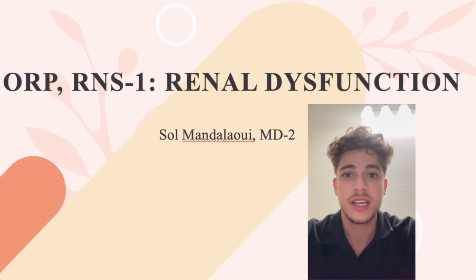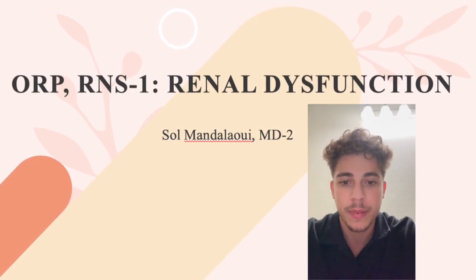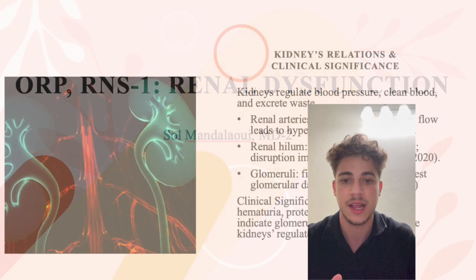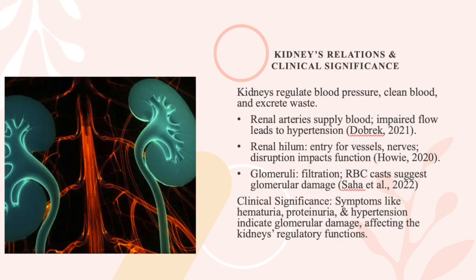Today, I'll be discussing a case study involving a 30-year-old male patient and explain my in-depth analysis. First, I'll be talking about the kidney's relations and clinical significance. The kidneys regulate blood pressure, filter, and excrete waste to prevent conditions like proteinuria, hypertension, and hematuria. In this case, the patient presented with hypertension, which disrupted blood flow in the renal arteries.